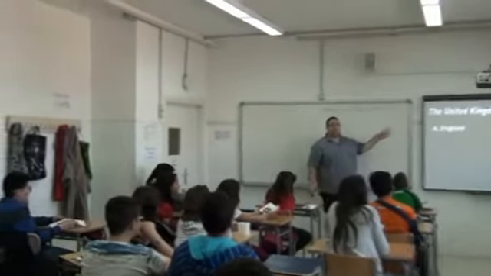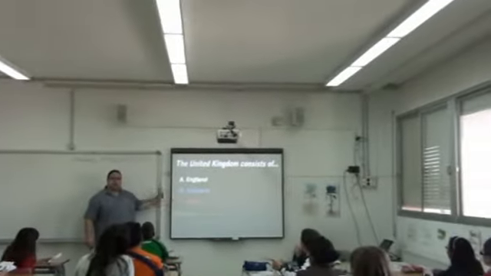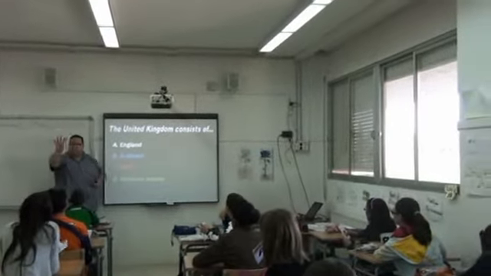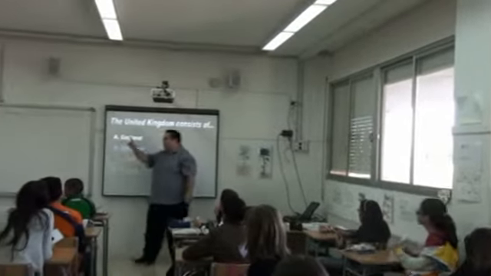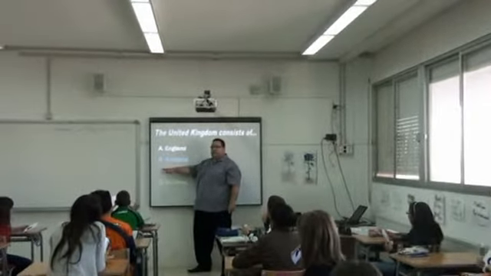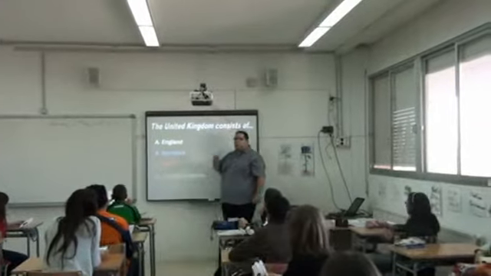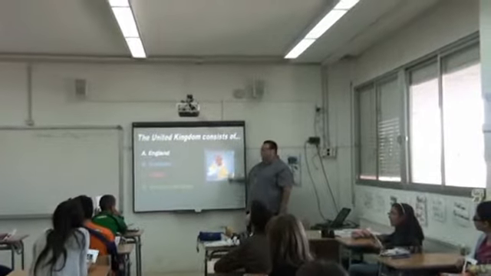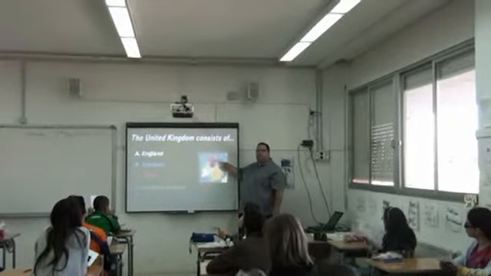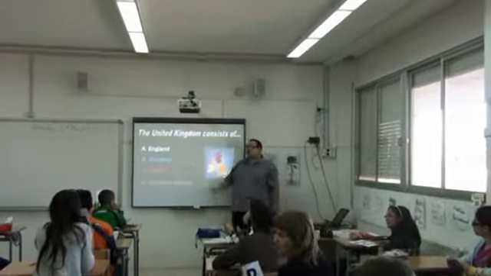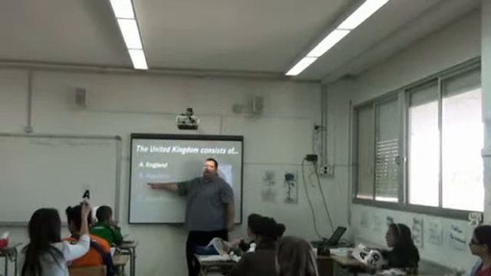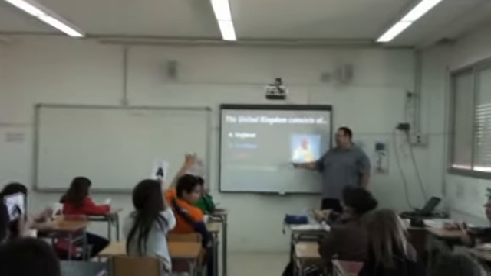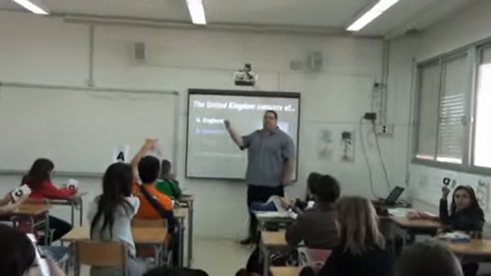Okay, four countries in the United Kingdom: England, Scotland, Wales, and Northern Ireland. Four countries, four letters. Okay? What is the country in red? Is it A, England, B, Scotland, C, Wales, or D, Northern Ireland? Your papers?